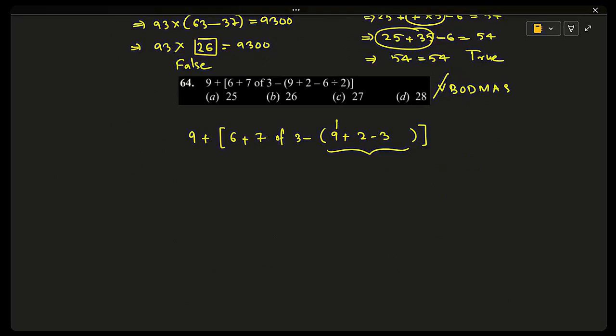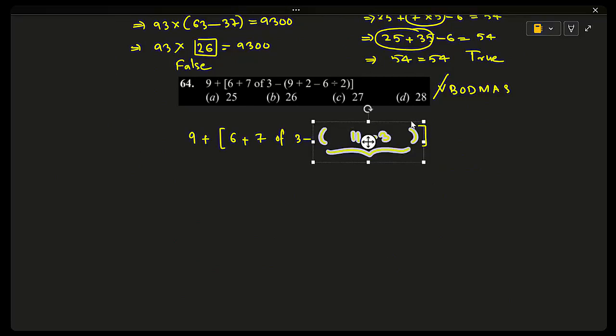Then 9 and the positive ones we will add. 9 plus 2 is 11. So let us erase this part and write 11 here. 11 minus 3, we are going to get 8. So we can erase this complete bracket and write 8 here.